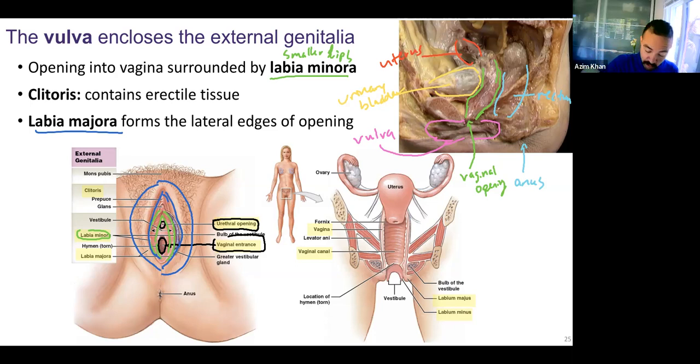More anterior of the urethra, we have another structure called the clitoris. The clitoris is located here. It's covered and protected by skin, much like an uncircumcised penis is covered and protected by skin. And the clitoris contains erectile tissue, much like the penis. Both the penis and clitoris developmentally come from the same tissue. Also, the labia, minora and majora, come from the same developmental tissue as the scrotum.